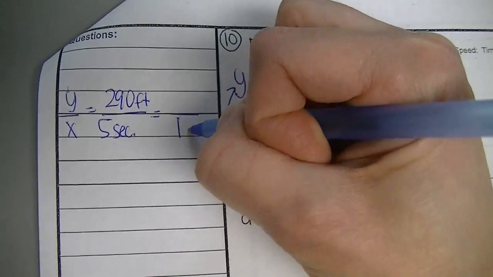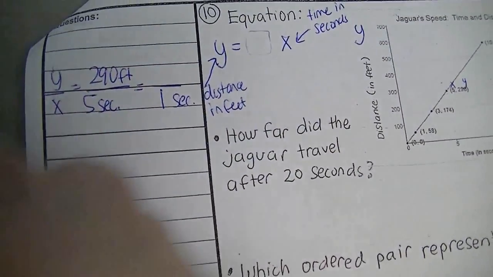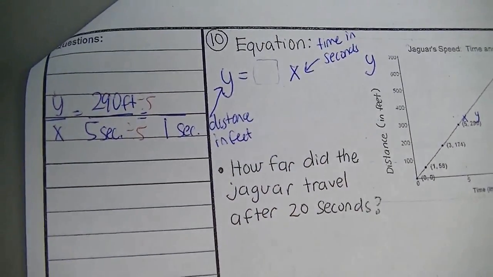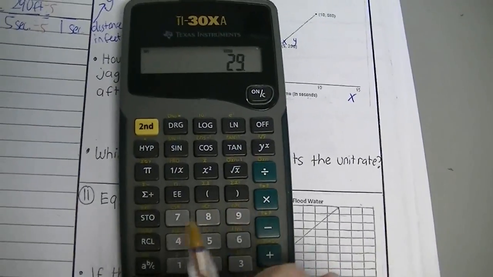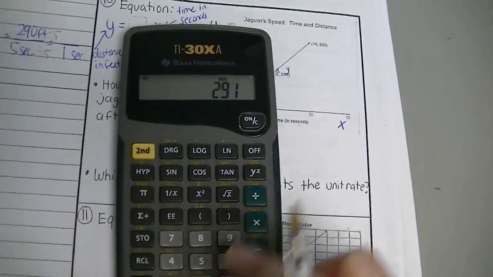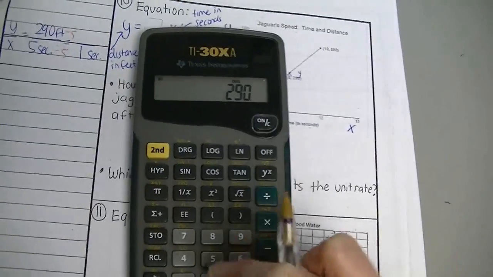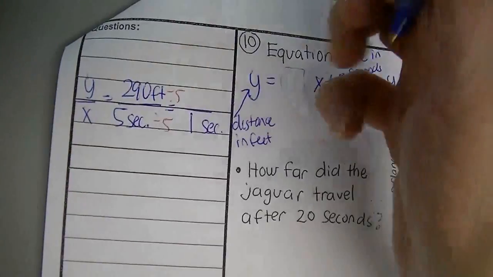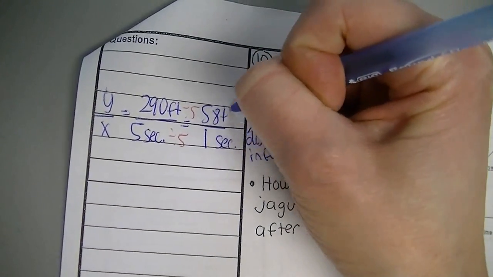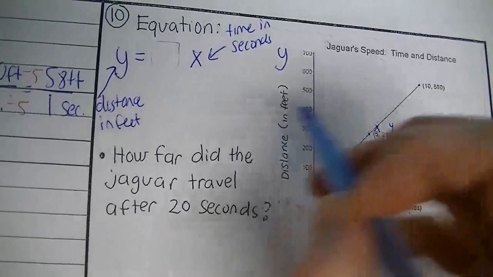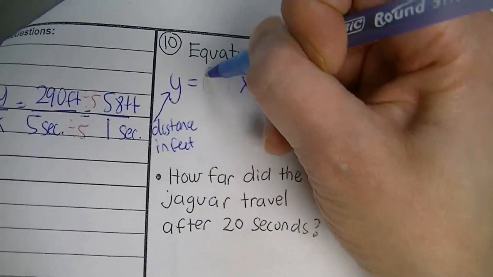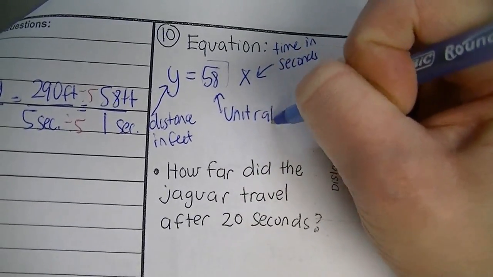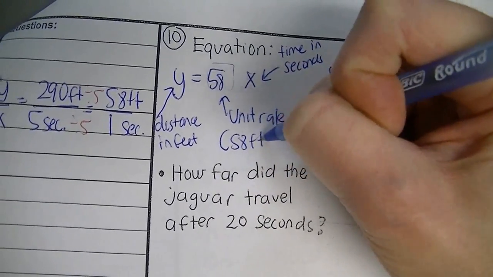So to find the unit rate, we want 1 in the denominator, 1 second. And I'm going to go ahead and have to divide by 5. Divide by 5. Oops, I wrote wrong. 290. Whoops. 290 divided by 5 is 58. 58 feet in 1 second. Holy cow. That's the unit rate. So oh, it's a Jaguar. Oh, no wonder they're fast. That right there is the unit rate. And they can go 58 feet per second.